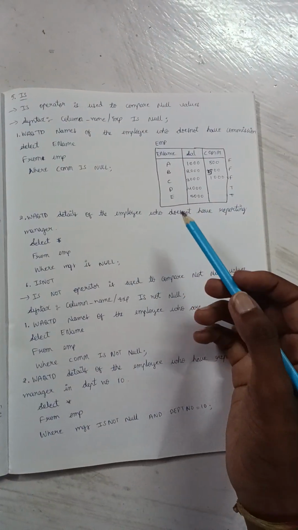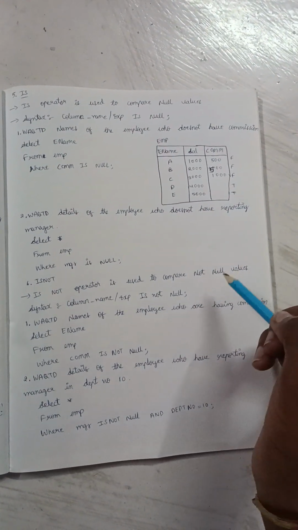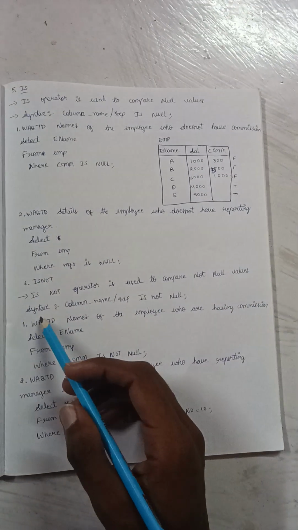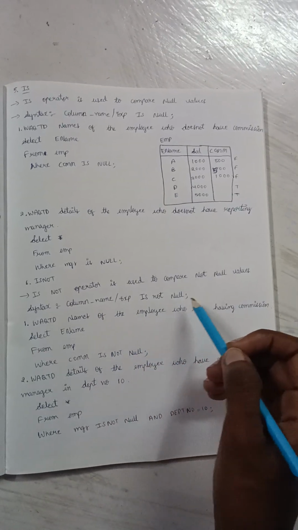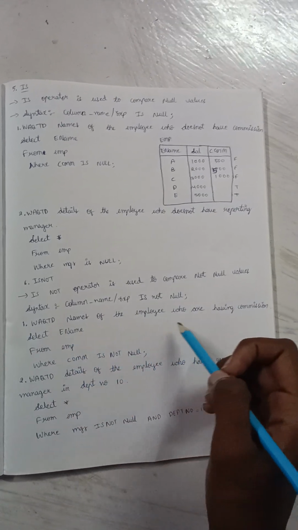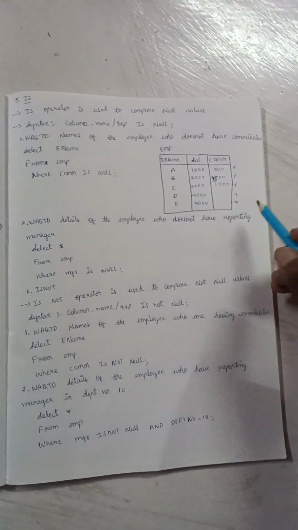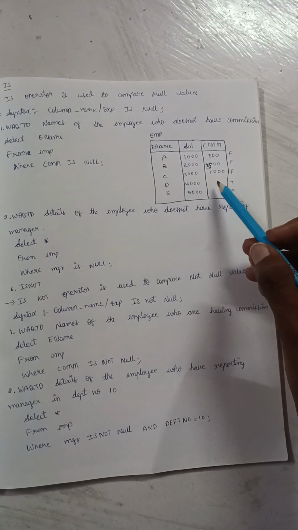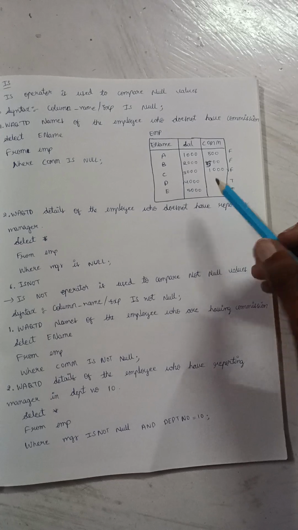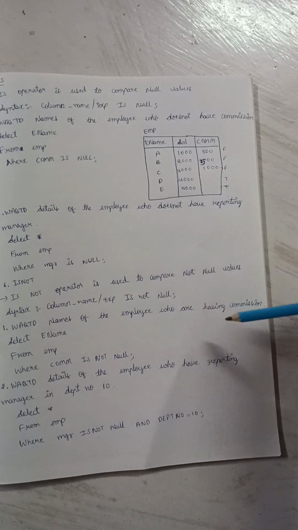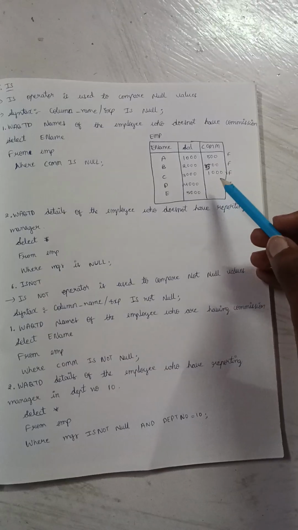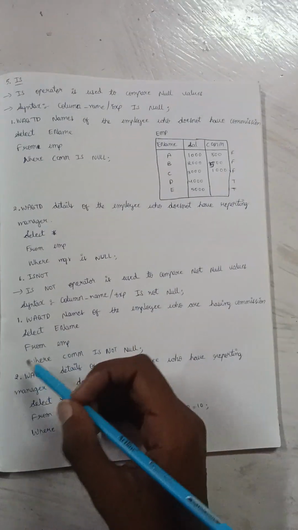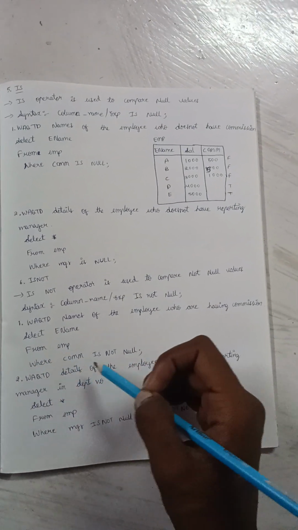The IS NOT operator is used to compare not null values. Earlier we compared null values; in this one we compare everything except the null values. The syntax is: column name or expression IS NOT NULL. Write a query to display names of the employees who are having commission. In the earlier example we displayed those who are not taking commission, but here we display those who are taking commission. SELECT ename FROM emp WHERE commission IS NOT NULL.